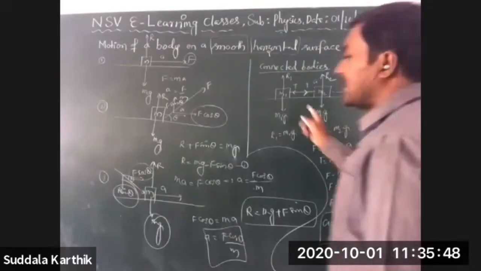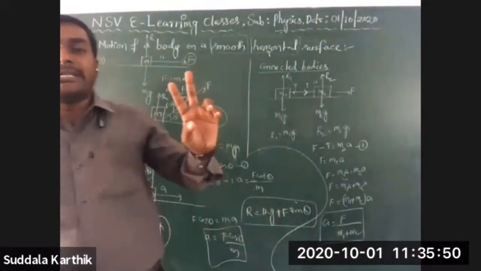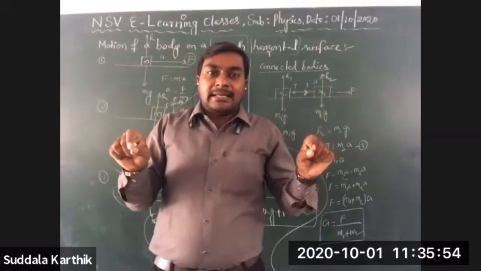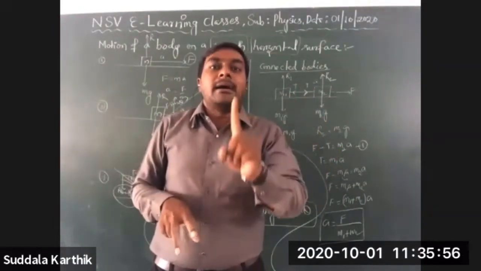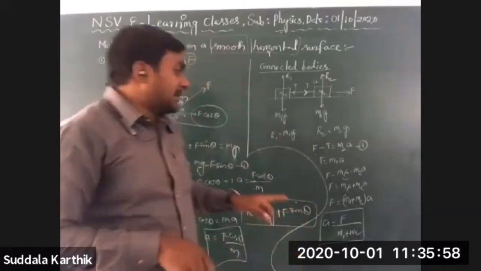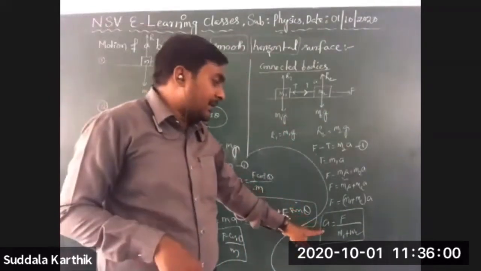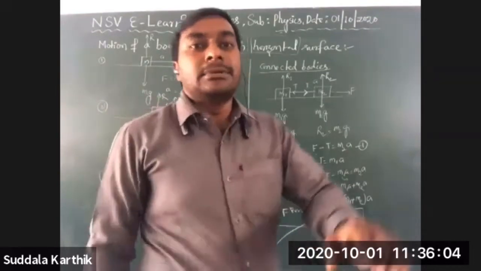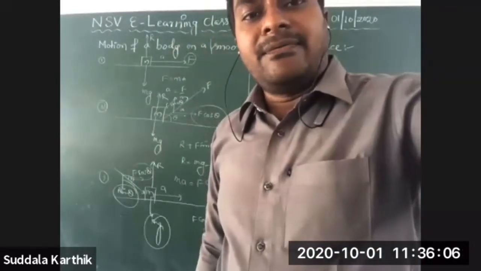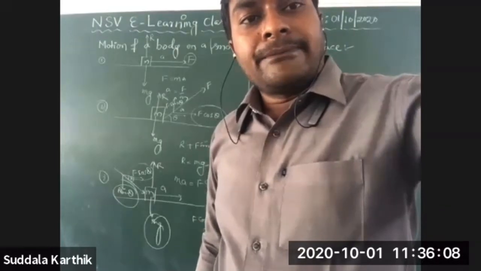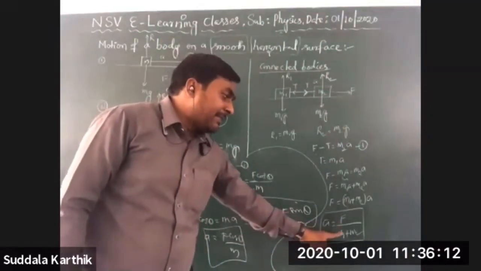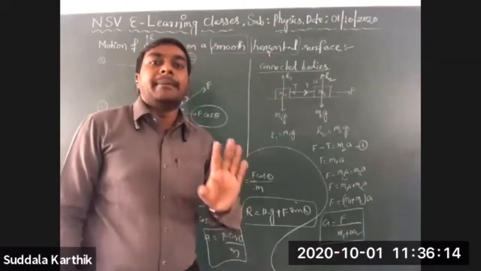What is the common acceleration? Those two bodies which are connected by the string have a common acceleration. That common acceleration A is equal to F by M1 plus M2.